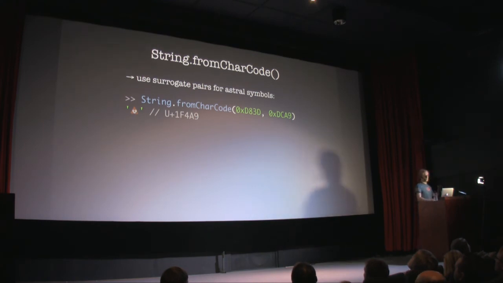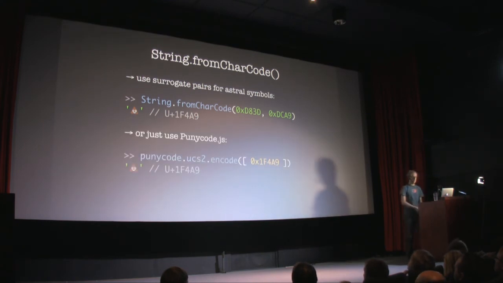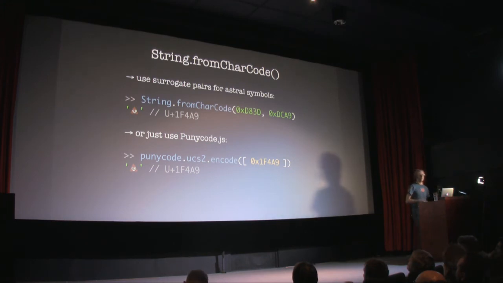Another solution is, of course, to use a third-party library that does the conversion for you. So then you can just pass in the original code point and you don't have to deal with the formulas yourself. But again, this is not ideal because now you have more code just to turn a code point into a string. It shouldn't be this way.